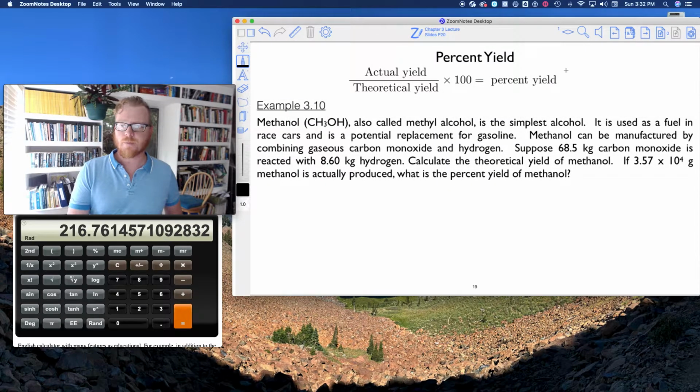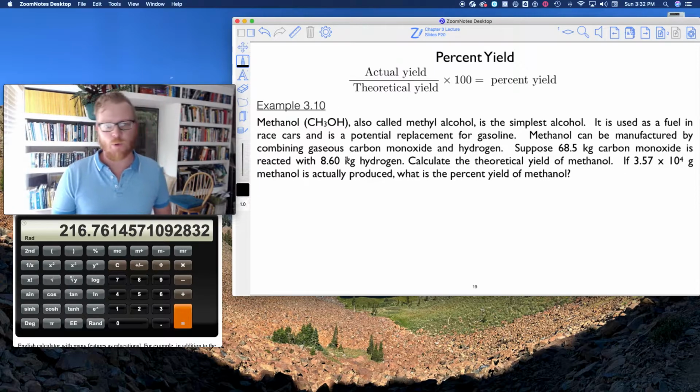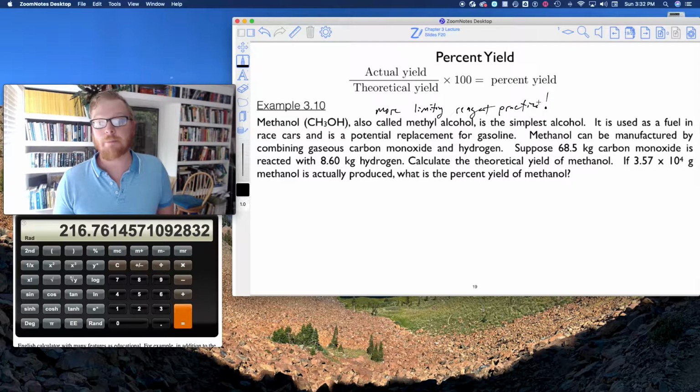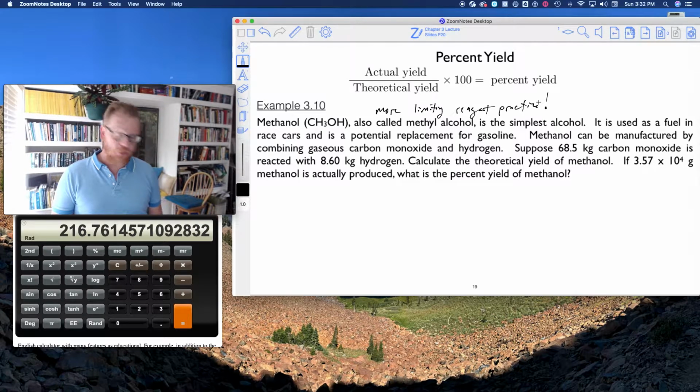Okay. And so we have another problem, and this problem is pretty hefty. So I'm gonna skip going through this for now, but this is more limiting reagent practice. So try this on your own, okay? Definitely you should try this on your own. The notes are going to be available for you to calculate this.